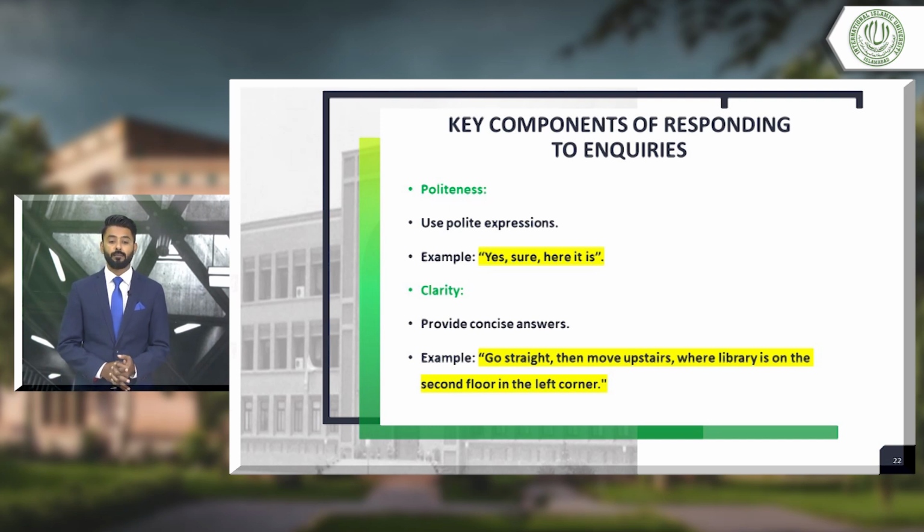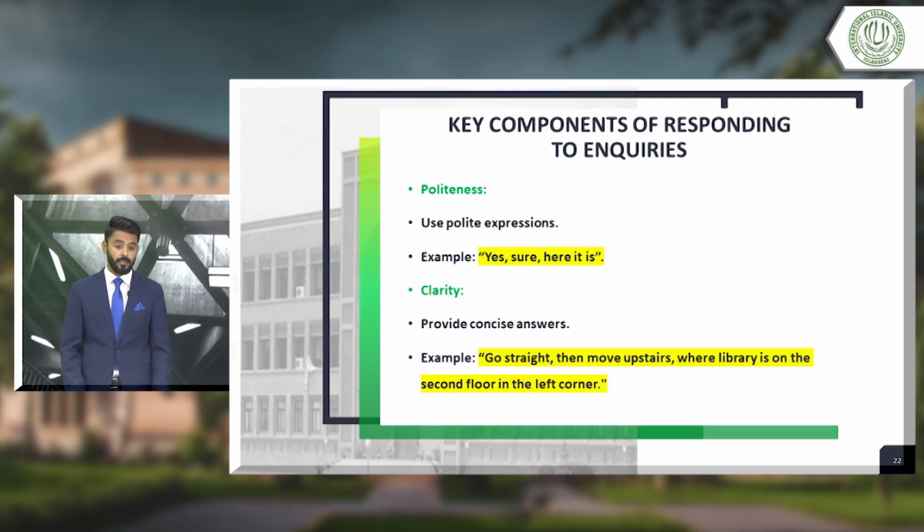So for example, somebody asks you about something, so you can answer in two ways. For example, you can say here it is, or you can say yes sure, here it is. So the use of yes sure ensures the politeness. So you are responding in such a way that the person feels comfortable.